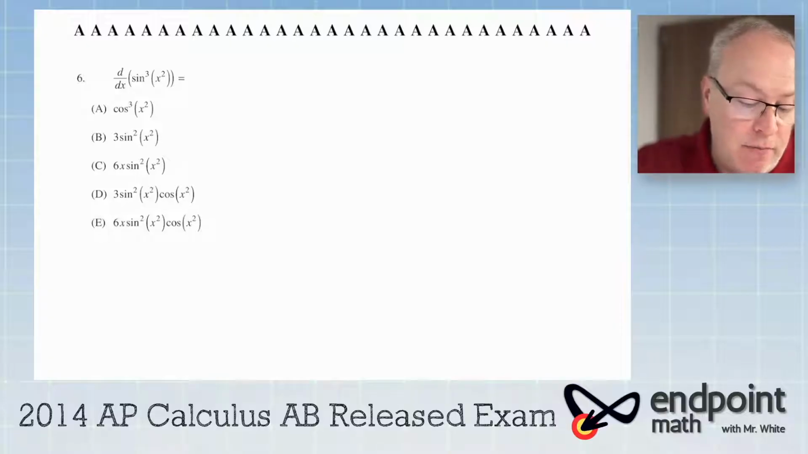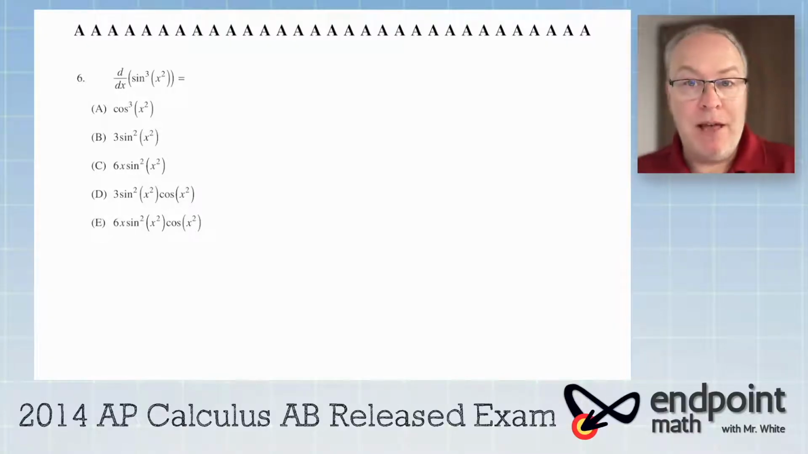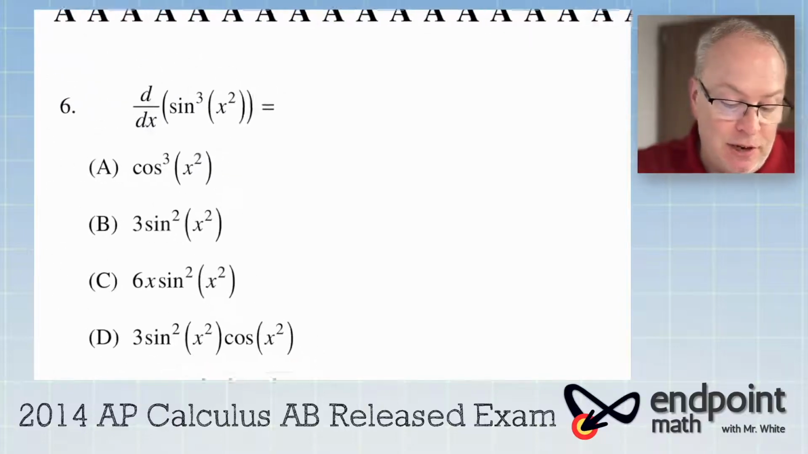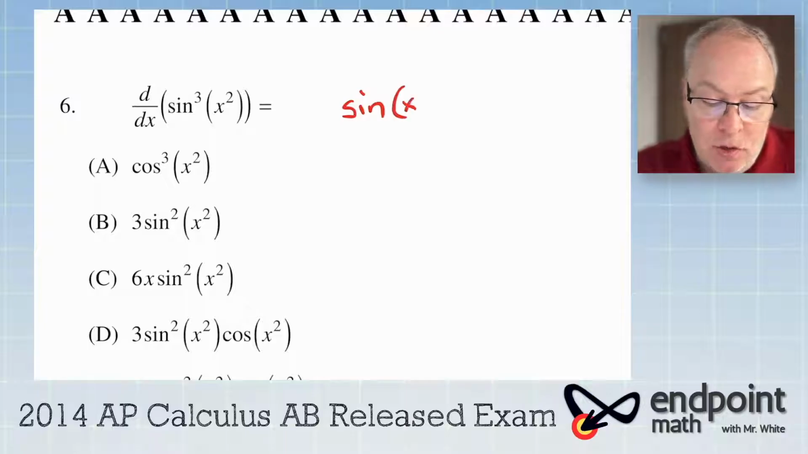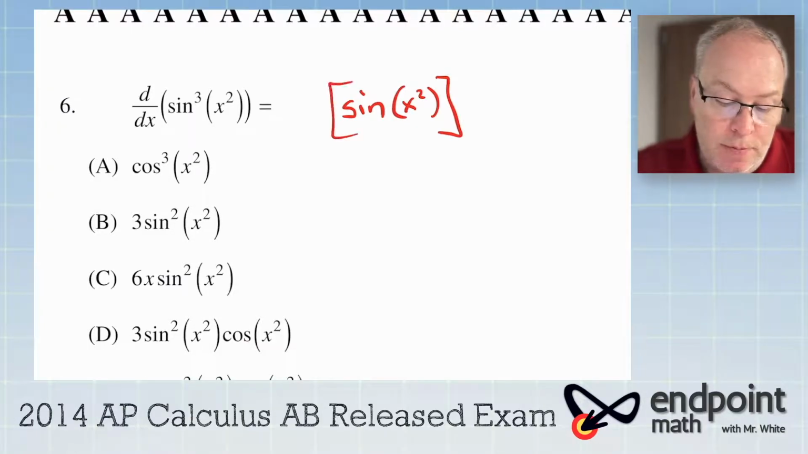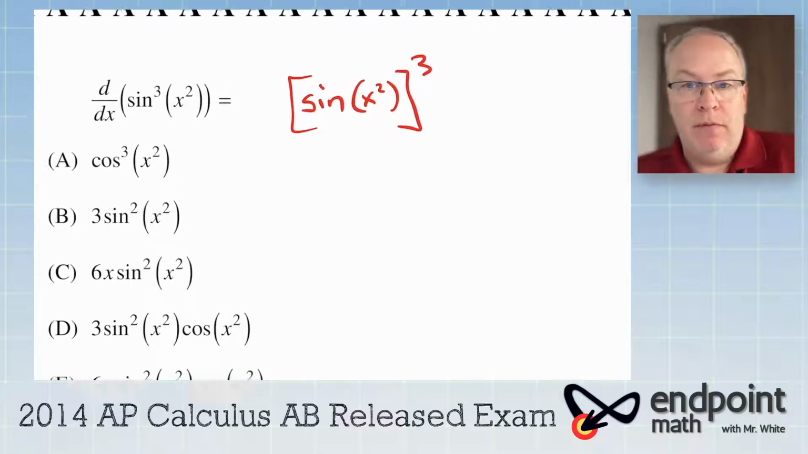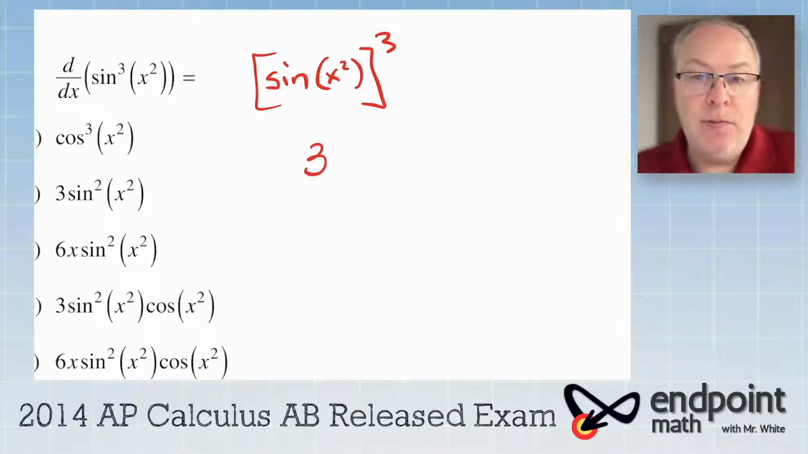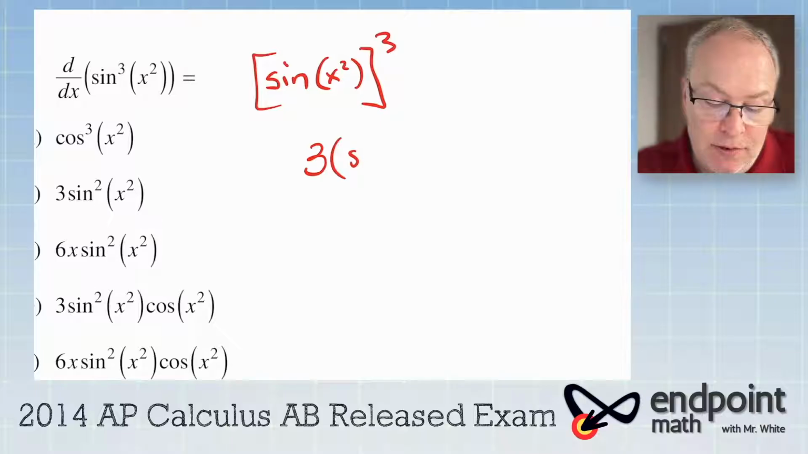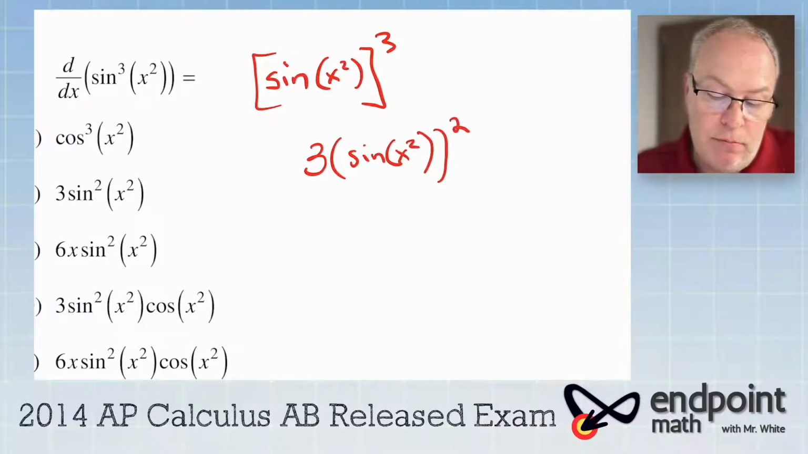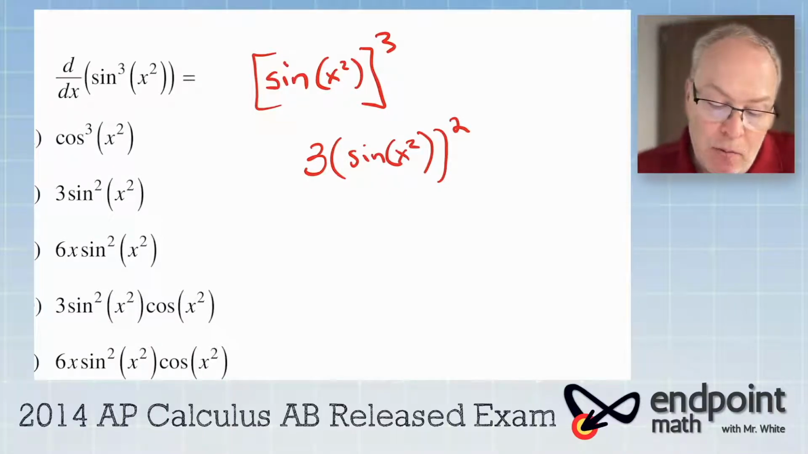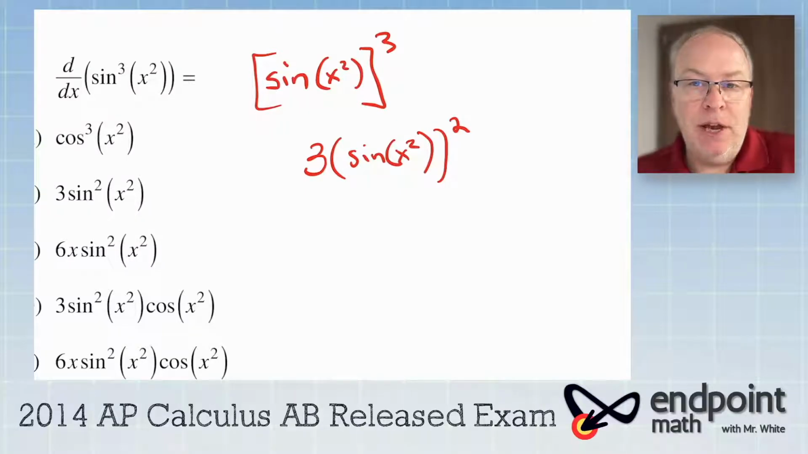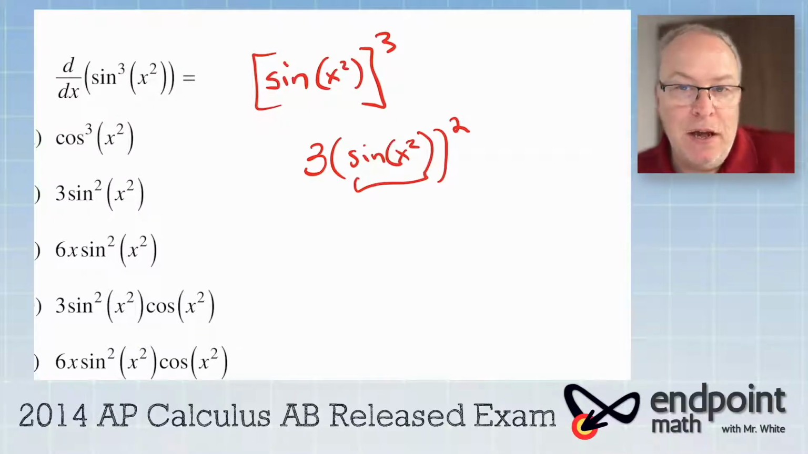All right, continuing with number 6 on this 2014 released exam. This says take the derivative of a big mess, right? So there's lots of chains here. If you want to think about this, this is sine of x squared all to the 3rd power. And we're going to take the derivative of that. So we throw the exponent out front. The base stays the same. The exponent goes down by 1, so it becomes a sine squared instead of a sine to the 3rd power.